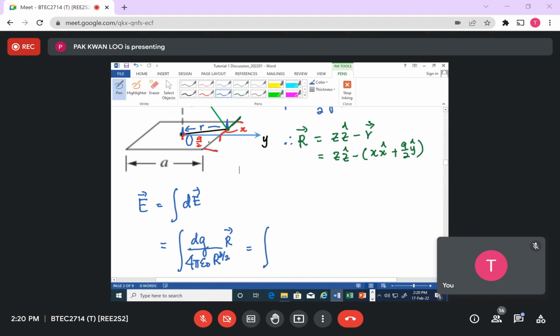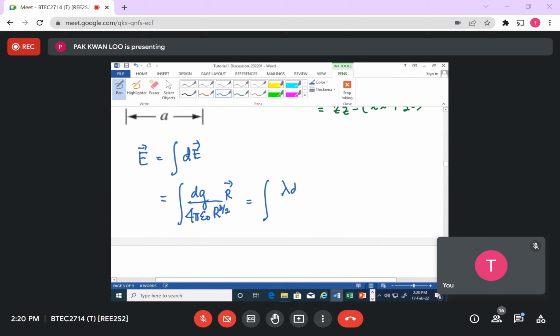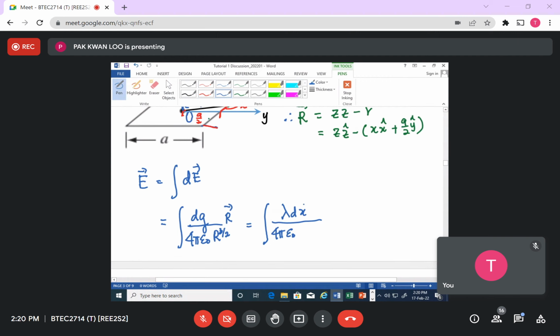So dq here is lambda dx. So it's lambda dx over z square plus x plus a over 2 squared, raised to the power 3 over 2, and the vector here is z cap minus x cap plus a over 2 y cap.